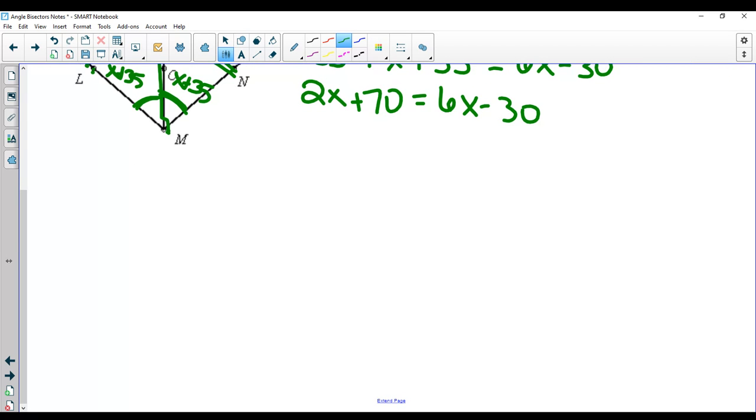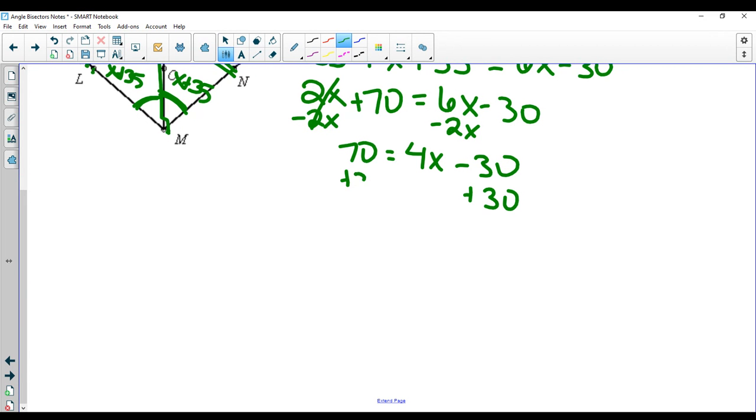Okay? I'm going to move this smaller x just because that's how I roll. I like to keep it positive. So subtract 2x. 70 equals 4x minus 30. Now I want to add the 30. 100 equals 4x, divide by 4. 100 divided by 4 is 25.